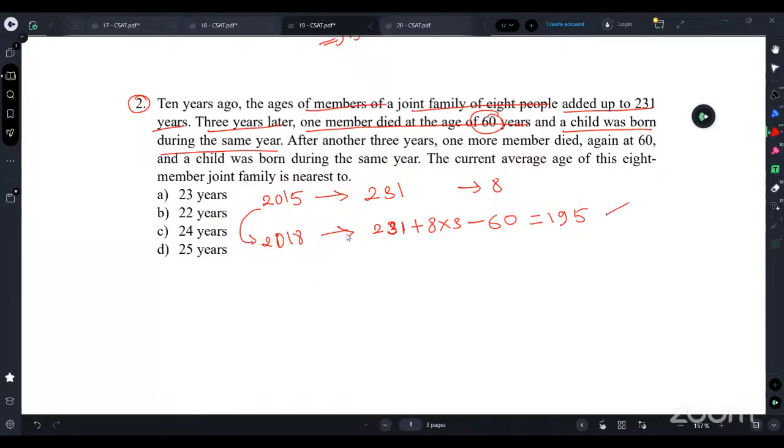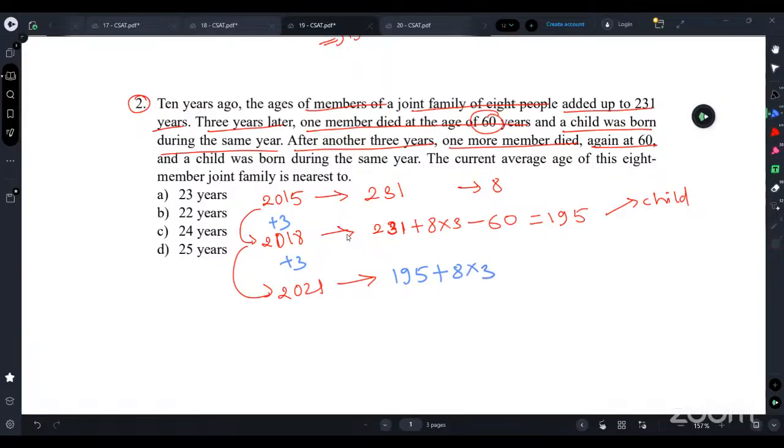Now in the same year, one child has been born. Now what is happening again? After 3 years, one more member died at the age of 60. So let's move to 2021 now. How many years have we proceeded, guys? Plus 3, so 6 years we have proceeded now. So 195 is the age. How much age will there be after 3 years?